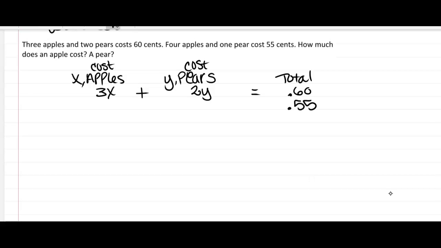Then for our second situation, we have 4 apples, so we're going to do 4 times the cost of each apple plus we've got 1 pear, so 1 times the cost of each pear will give us a total of 55 cents. So in this situation, our equation just naturally comes out. So once we have our system, now we're going to graph it.